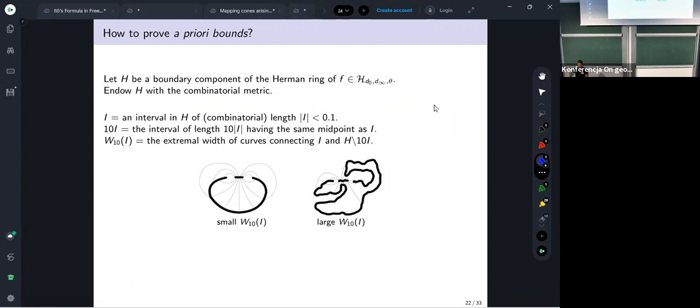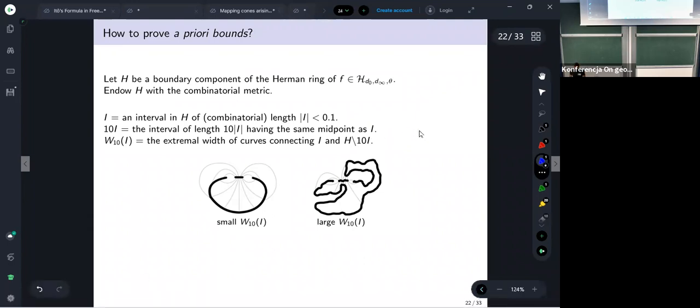So if the Herman boundary H is fairly nice, its dilatation is fairly low, then you should expect W10I to be small in general. But otherwise, as in this example over here, there might be some little interval I that captures the near degeneracy of the quasicircle. And in this example, W10I will be very large.